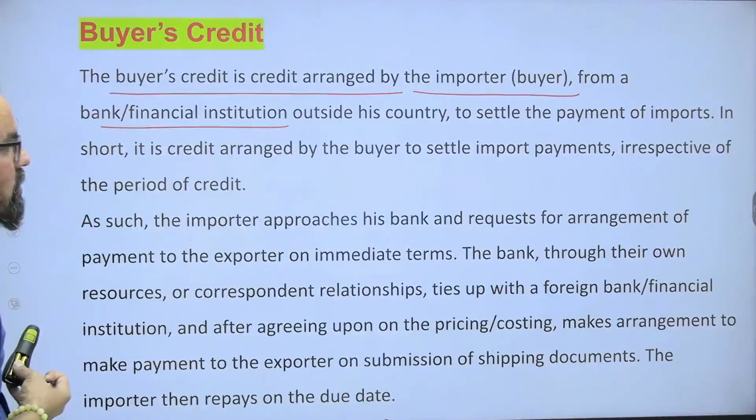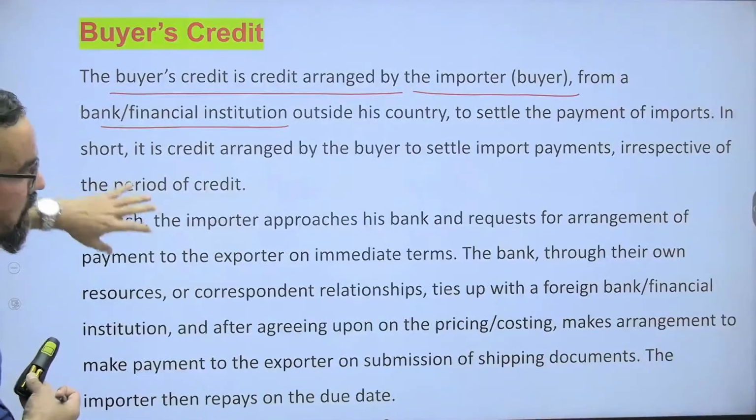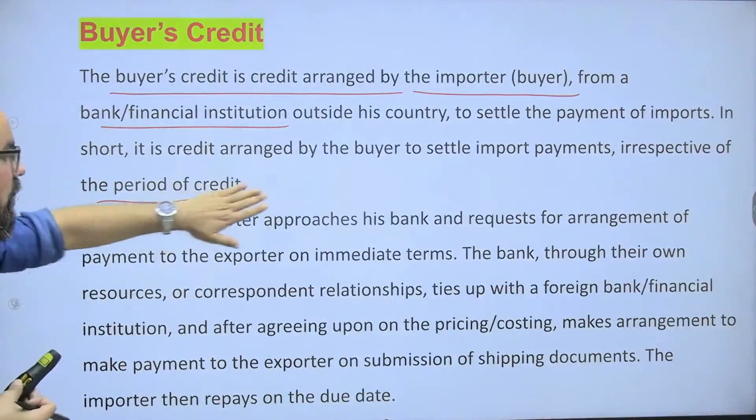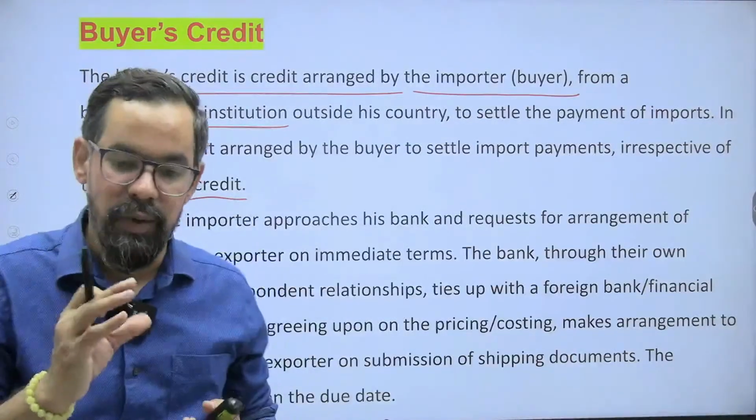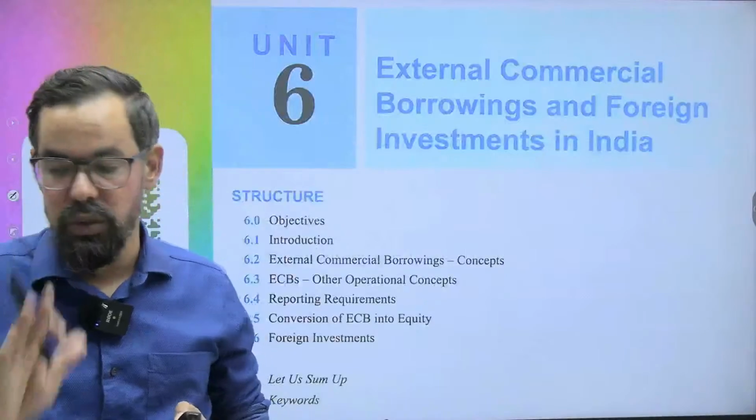Outside the country to settle the payment of imports. In short term, it is a credit arranged by the buyers to settle import payments, irrespective of the period of credit and all. I hope this is clear to everyone. Okay? So sometimes we get confused between the buyers and suppliers credit, so please do take care around this one.